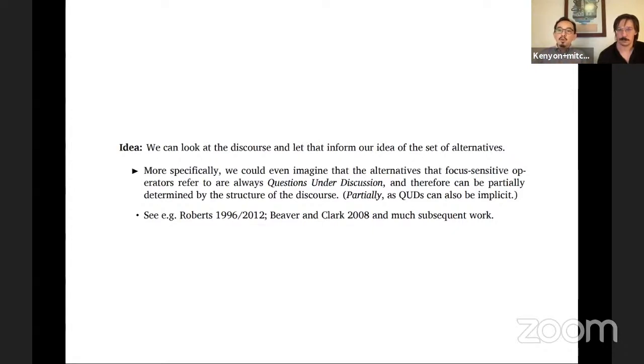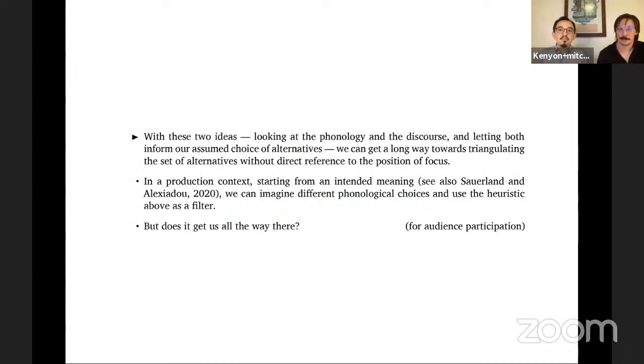And we're going to have to worry a little bit at the edges about what things count as QUDs and whether they can be implicit. But given that, we can use the discourse at least to inform what set of alternatives we should be looking at. So with these two ideas, looking at the phonology and looking at the discourse, we think that we can actually get a long way towards triangulating, if not exactly knowing, what the set of alternatives in any case should look like, without any direct reference to the position of focus in the syntax.